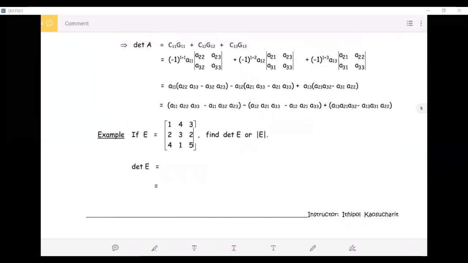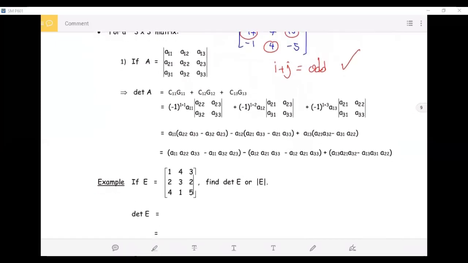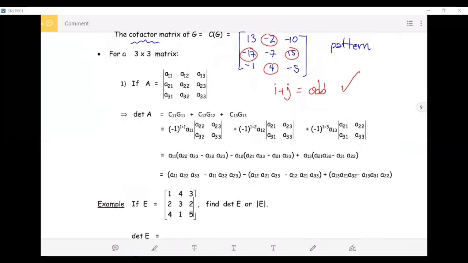Okay, so next one. We will talk a little bit about the applications of minor and cofactor in the determinant. Okay, in the determinant. Let's look at this one.